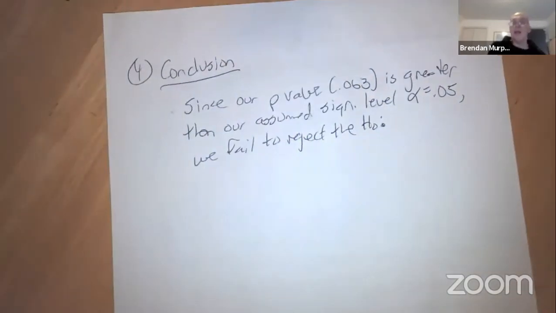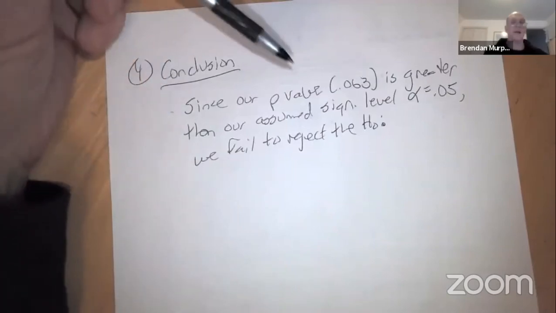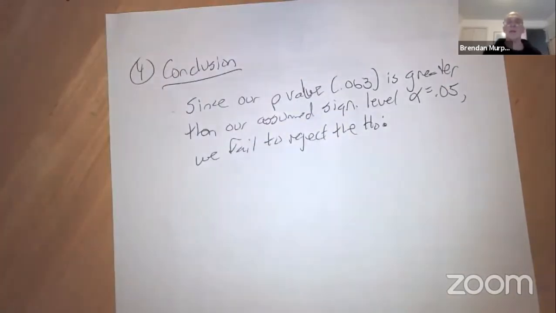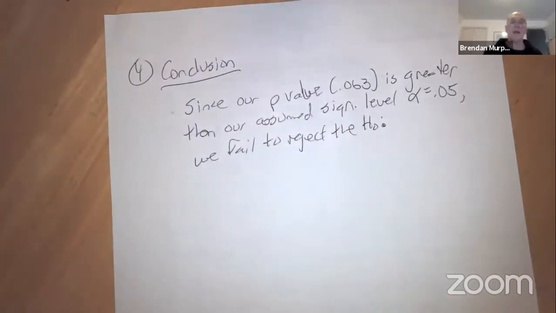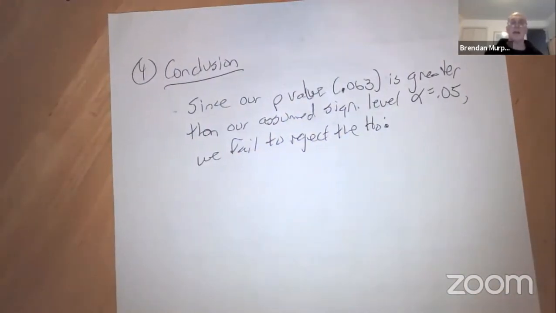Now that's generic. I'm going to use that for every single problem, and it's somewhat boilerplate, but it does allow my kids to kind of say, okay, he does it the same way every time. And what we're really looking for is what we call linkage. We want you to link your p-value. Boy, I'm really messy, aren't I? Your p-value 0.063, it's your probability, is greater than your assumed significance level 0.05.